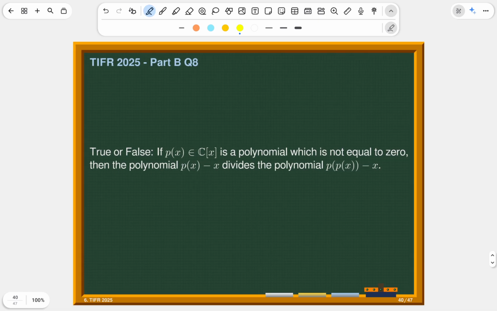Okay, so a true or false type question. If P(x) is a complex polynomial which is not equal to 0, then the polynomial P(x) − x divides the polynomial P(x) − x.